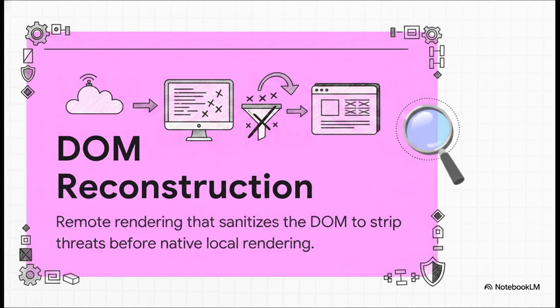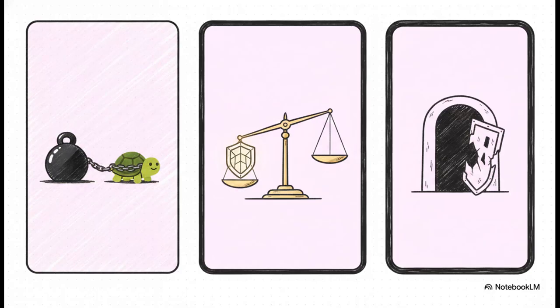Basically, it renders a web page on a remote server, sanitizes the document object model, or DOM, to strip out any hidden threats, and then reconstructs a totally safe version for your local browser to render natively. I like to think of it as the Goldilocks of web security.